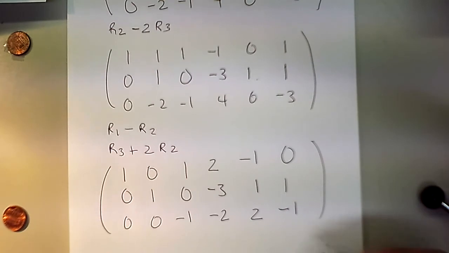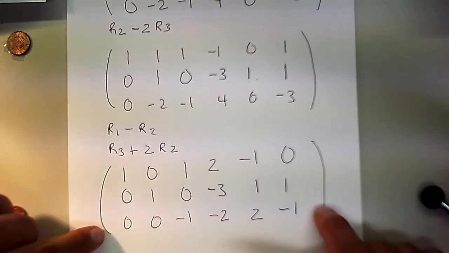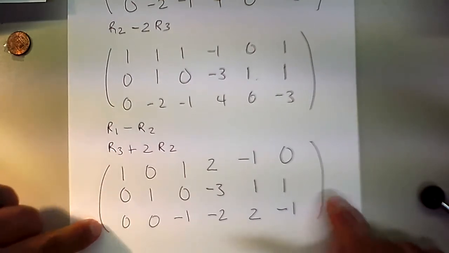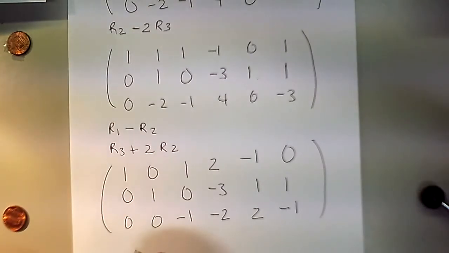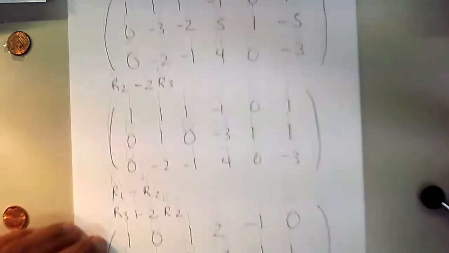Okay. So we're going to multiply this guy by negative 1. So row 3, we're just going to multiply it by negative 1. So we end up with a positive 1 here.